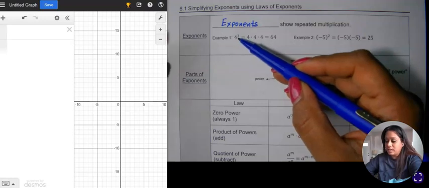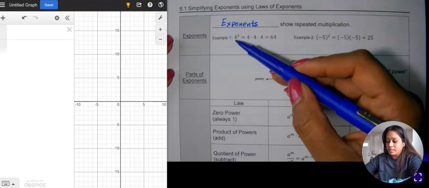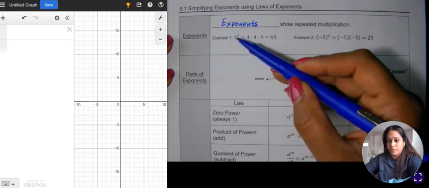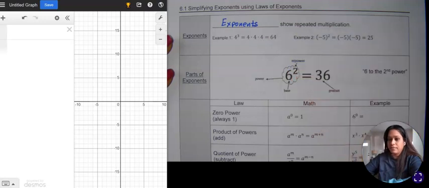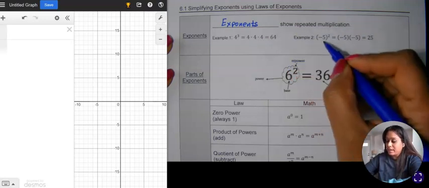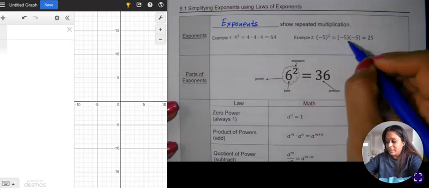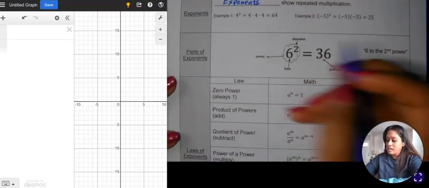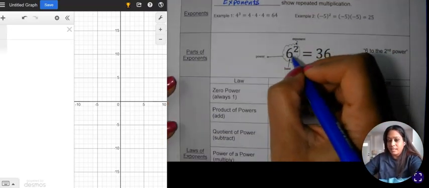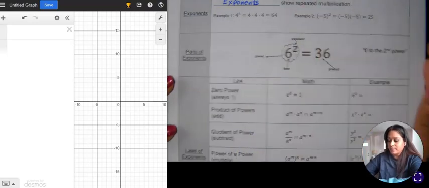So basically it tells you how many times you have to multiply the base. 4 is the base. So 4 to the third power, so 4 cubed, is 4 times 4 times 4, which is 64. Another example right here, you have negative 5 squared. So that's negative 5 times negative 5, that's positive 25. Okay, so you heard me say this word, the base and the exponent. And together we call it a power.